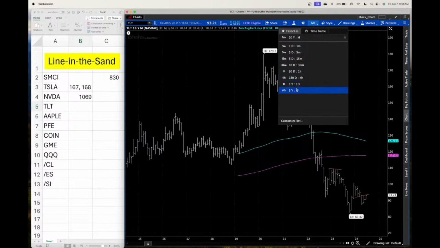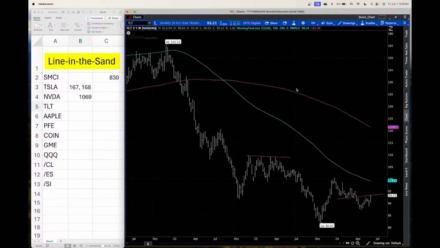Let's check out the weekly. And again, it's these overlapping levels. I think 92 to 93 is a big, big level in the TLT. We will move away from here. I think rates will go a little bit higher from here.